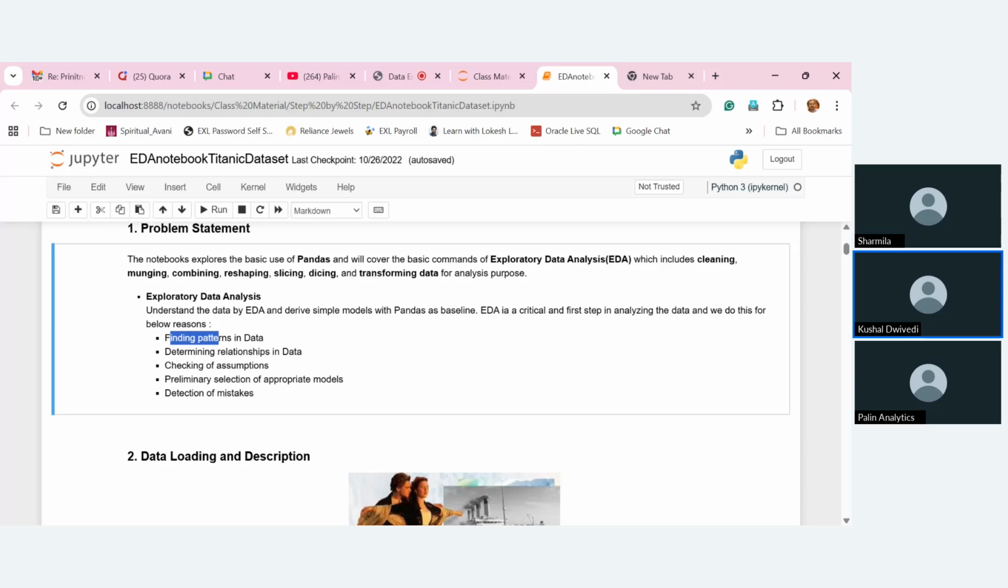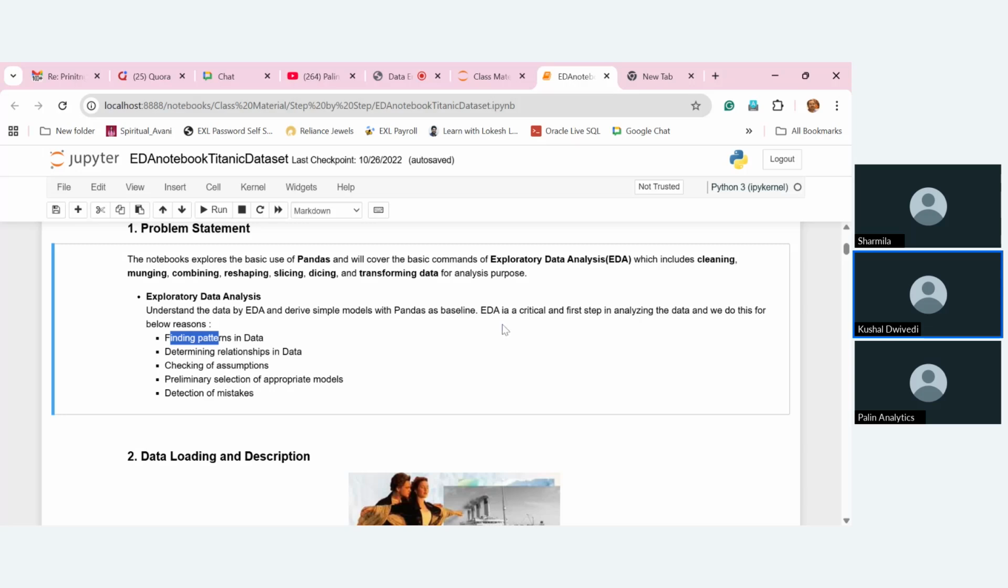Then there is preliminary selection of appropriate models so that you can predict things in the right way, and then detection of mistakes. There can be some mistakes as well, or abnormal patterns, and there can be a reason behind those abnormal patterns, and we also need to find those out using EDA within the data.